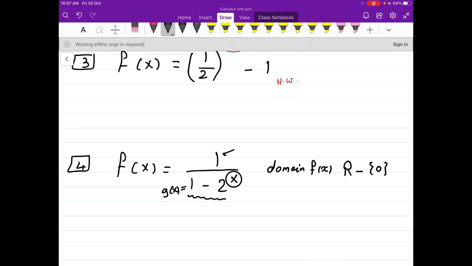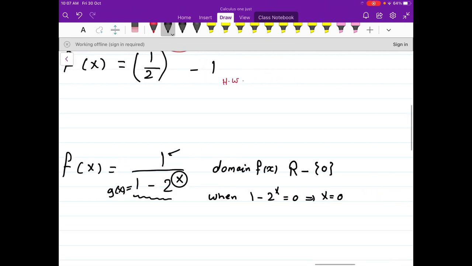Since we have 1 minus 2 to the power x equals 0 when x equals 0, since 2 to the power 0 is 1. So the domain of f(x) equals R except 0, and this is the range of f inverse.